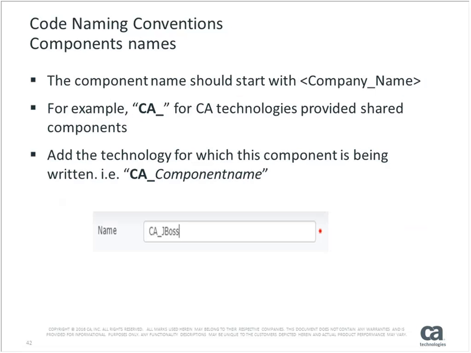In case it's the company name, it will be CA underscore, for CA Technologies. Once we provide the share component for you, it will be called something like this. The whole example here will be CA underscore JBoss. So then you know that this share component came from CA, and that's how it needs to be described in that area.